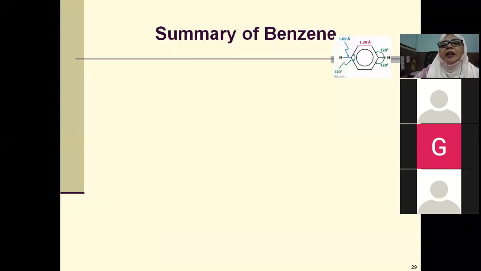It is cyclic, it is aromatic, it is having conjugated double and single bonds. It has 6 pi electrons, so it follows Huckel's rule, that is 4n plus 2 pi electrons. All the bond lengths of the benzene ring are equal, 1.39 angstrom, and the carbon hydrogen bond length is 1.09 angstrom. All the bond angles, external as well as internal, are 120 degrees. Okay, so this is a summarization of the benzene ring.